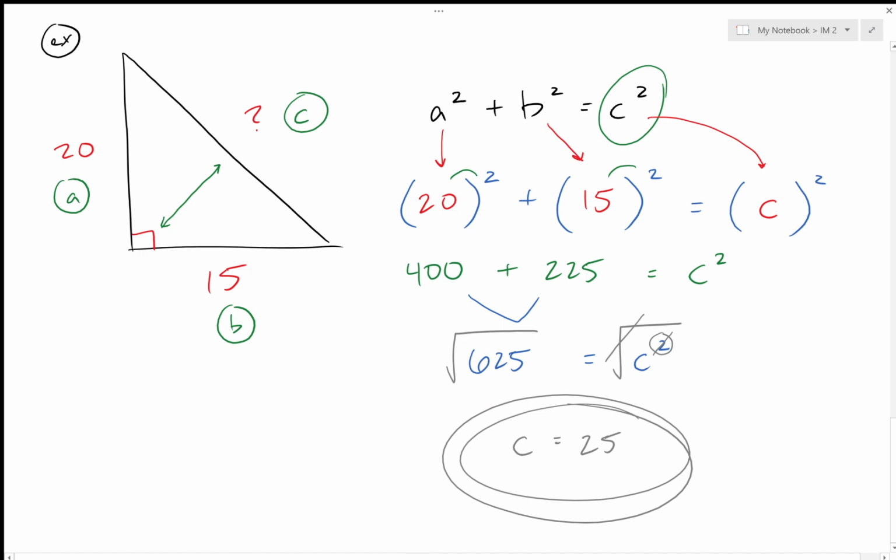So we just check it real quick. I put it up here, 25. That makes sense. That is the biggest side, it's the hypotenuse. All right. Let's try another one.